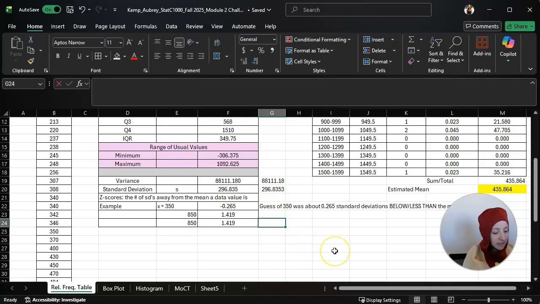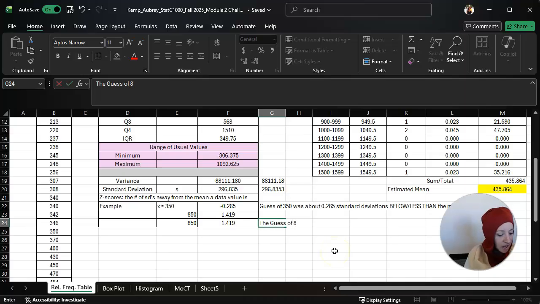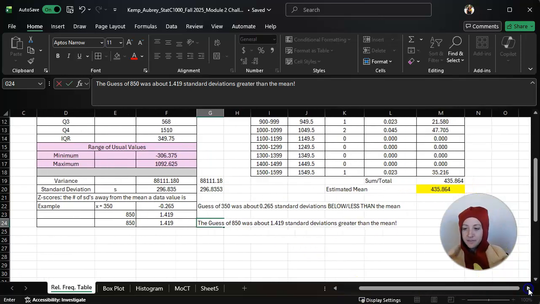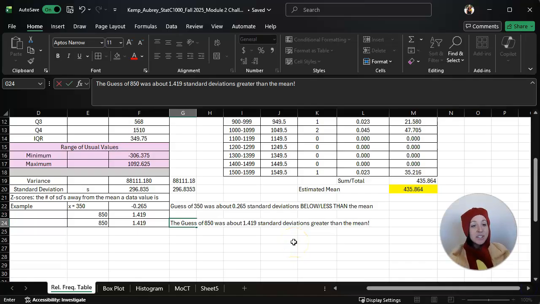And again, what this means is the guess of 850 was about 1.419 standard deviations greater than the mean. Okay. So this is how we calculate variance, standard deviation, and z-scores in Excel.